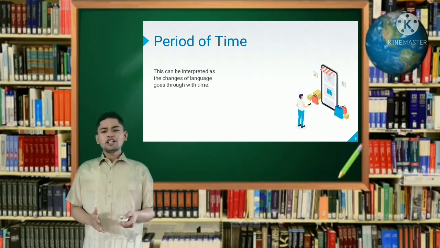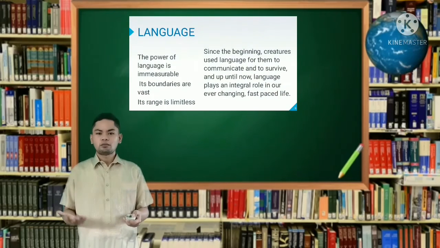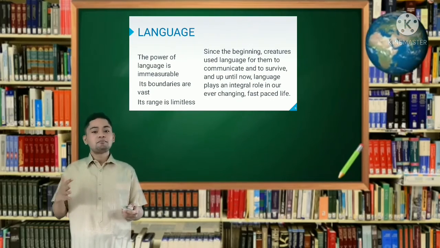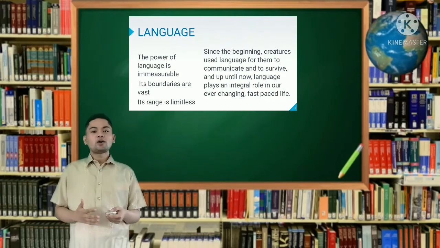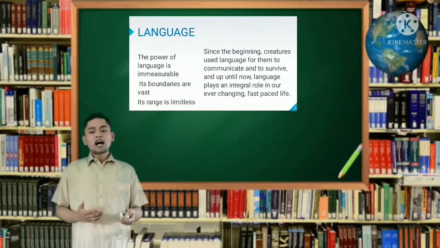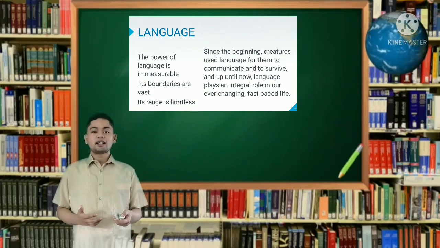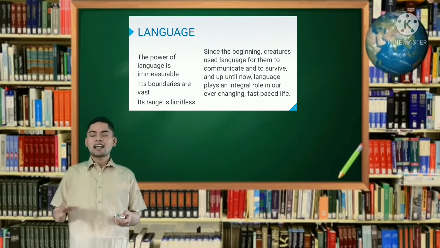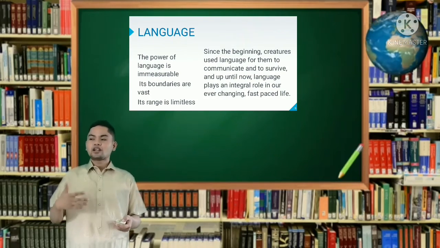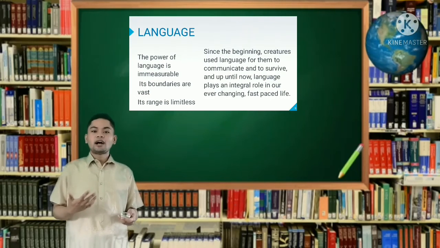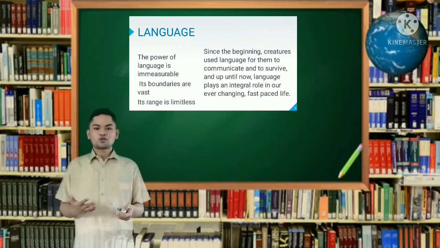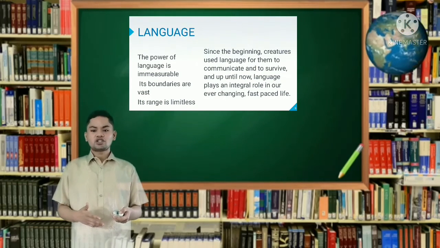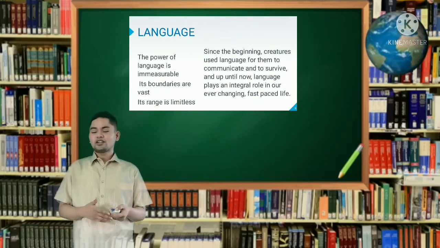Then, according to him, language is immeasurable. So when we say immeasurable, we cannot measure how language forms or how language affects our lives. Language also has its boundaries and with no vast exchange. When we say vast, it means large. So we cannot identify how great language is when it comes to our daily lives as we communicate with our friends, our family, or even at our work or schools. Then language range is limitless. Okay, so there's no limit at all.